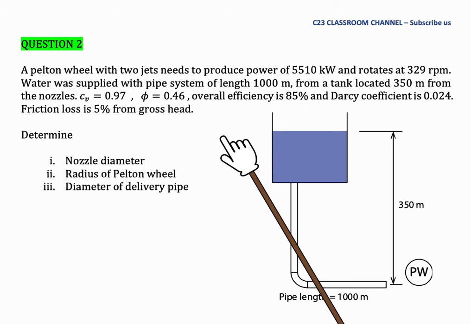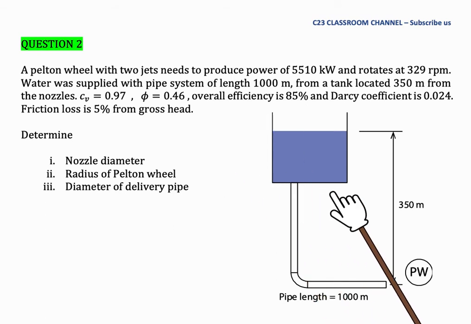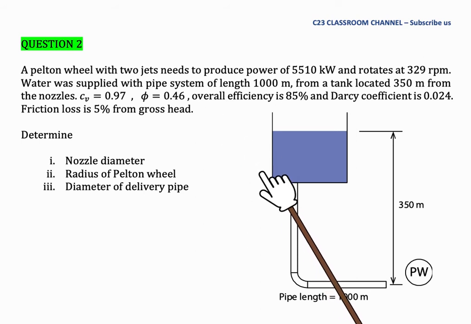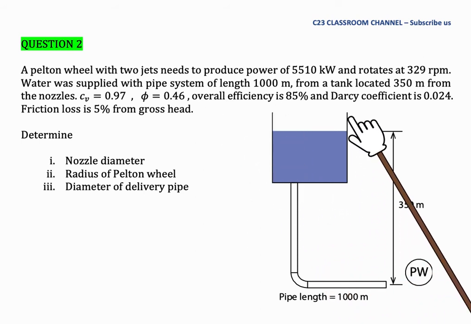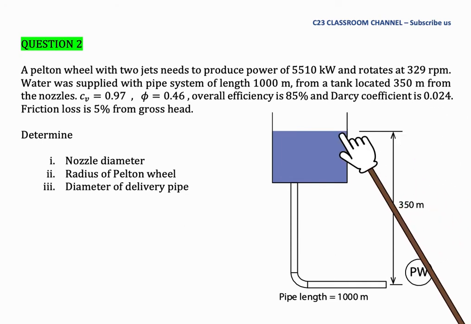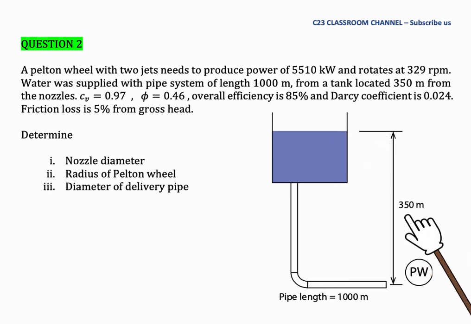From this question, I hope you could draw a diagram like this. For example, we have a tank here, and this tank will be connected by a pipe system like this, and then the water jet that comes from here will hit the bucket of the Pelton wheel to produce power. From the question, we know that the height of water level here is 350 meters, and the pipe length here is 1,000 meters.